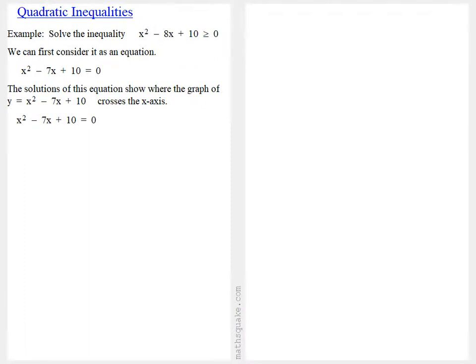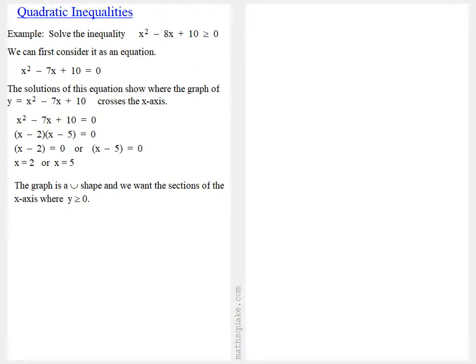So we solve the equation by factorising it. We want two numbers that add to make minus 7 and multiply to make 10. They are minus 2 and minus 5. So x minus 2 times x minus 5 is equal to 0. Now that means either x minus 2 is 0 or x minus 5 is 0. So x equals 2 or x equals 5.